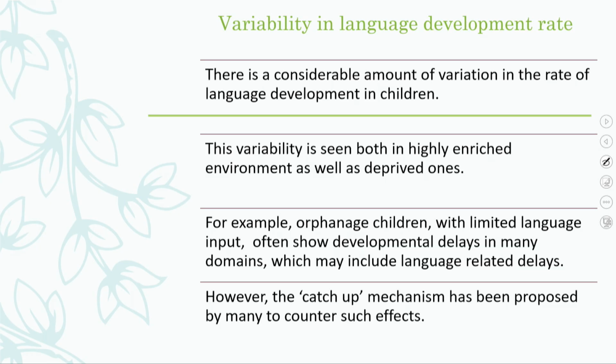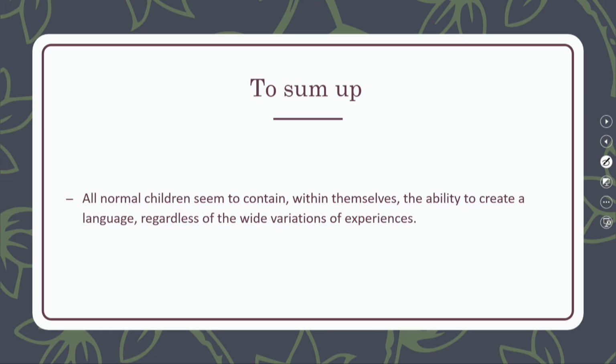So, they counter these kinds of effects by a certain kind of mechanism that makes them actually good users of language. Even if there is a lot of variability in the environment, it need not stop a child from being able to speak properly or learning the nuances of the language in which he or she is born into. Or even if they are deaf and mute, they can create their own sign language and go about it in their own way. So, to sum up, all normal children seem to contain within themselves the ability to create a language regardless of the wide variations of experiences.